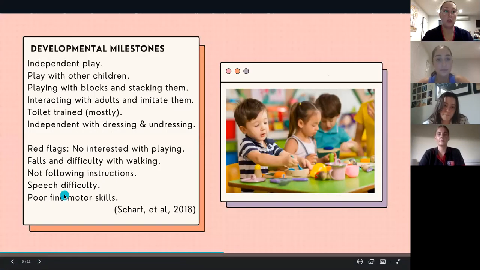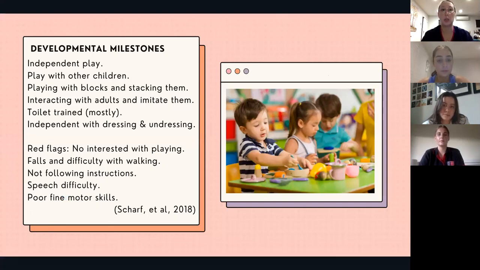At 3, for developmental milestones, Rory should be able to play independently as well as with other children. He should be able to play with blocks and stack them, interact with adults and imitate them, and is mostly toilet trained. Rory should also be independent with dressing and undressing himself. And at 3, they love to ask a lot of what and why questions as they learn.